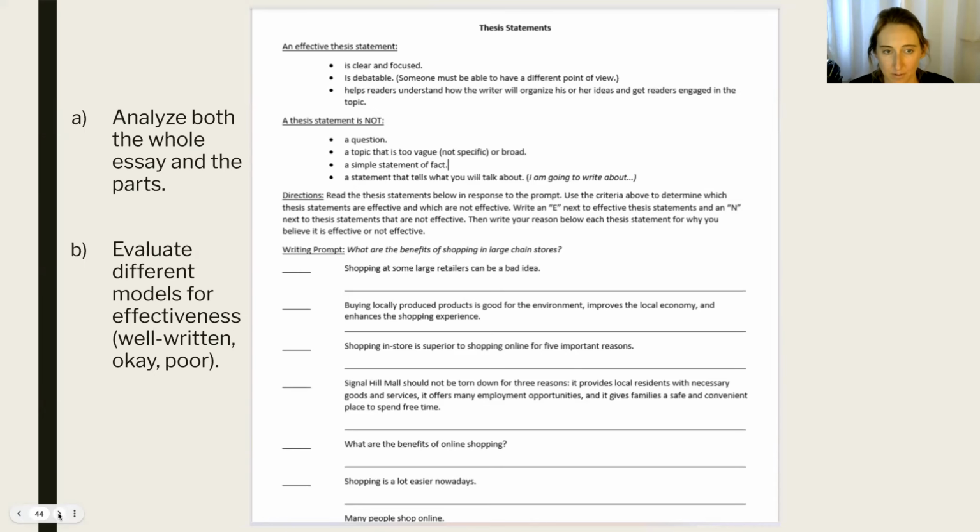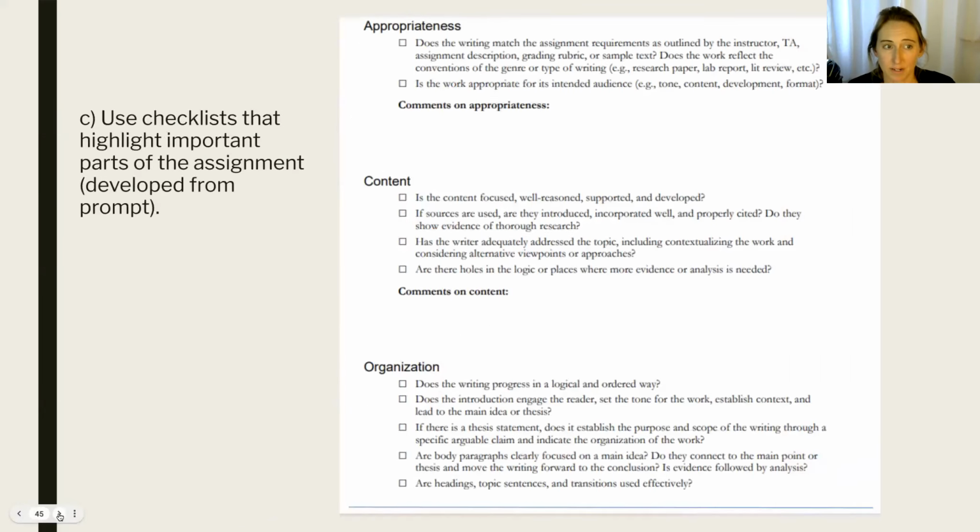Next slide, please. Another thing would be to use checklists that highlight important parts of the assignment, and these would be developed from the prompt. Checklists are frequently just yes or no questions, and the idea would be that they would stimulate conversation beyond the yes or the no, and you could discuss these parts of the model in small groups.